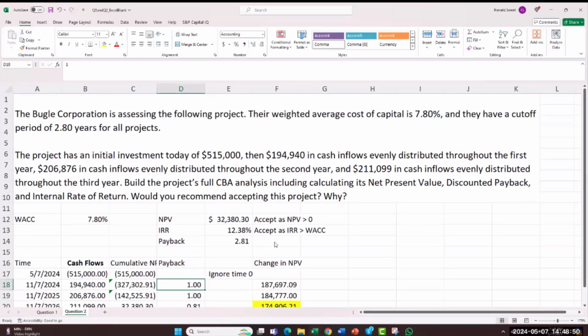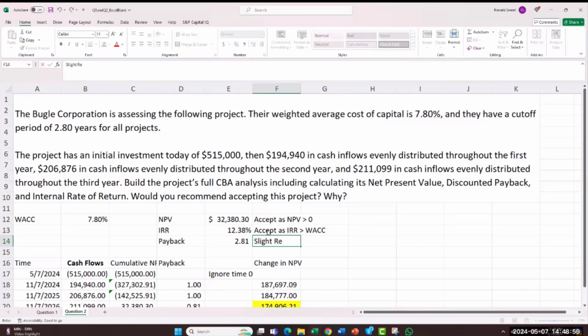All right. So if you do this, here what you say is their payback period is 2.8. So slight reject, as payback is greater than 2.8 policy. All right. This is all I need. I don't need you to tell me the overall if you'd accept or reject a project. If you just give me those three things, all I'm looking for is that you know the rule. NPV rule: greater than 0. IRR rule: greater than WACC. Payback rule: less than the policy. All right.